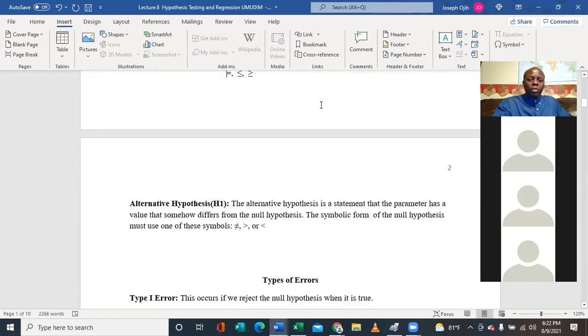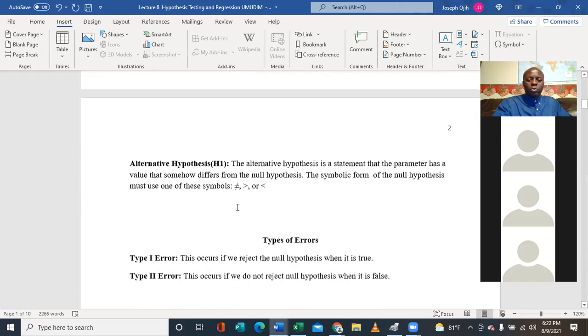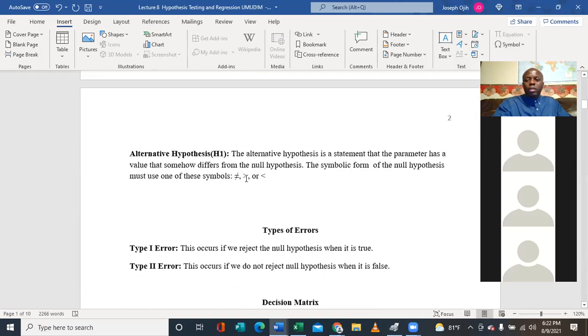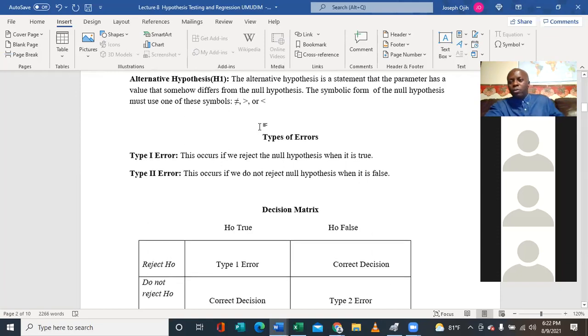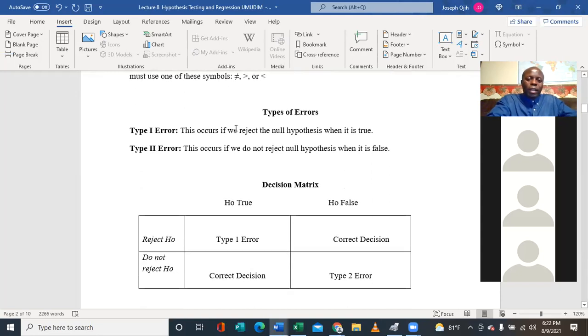The alternative hypothesis says the opposite of the null hypothesis. So for this one, we use inequality symbols, like not equal to, greater than, or less than. Now, of course, because hypothesis testing is done by human beings, there is always room for error. We try to reduce the possibility of committing an error as much as we can. But we have two types of errors that usually occur. One is type 1 error, and the other one is type 2 error.